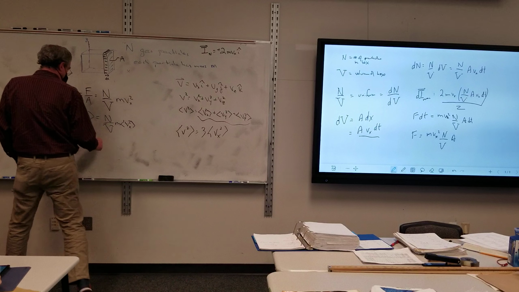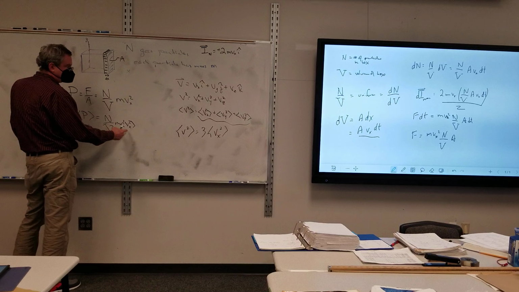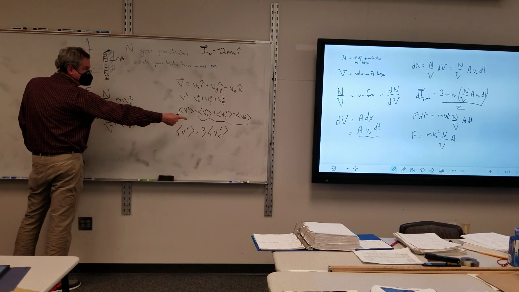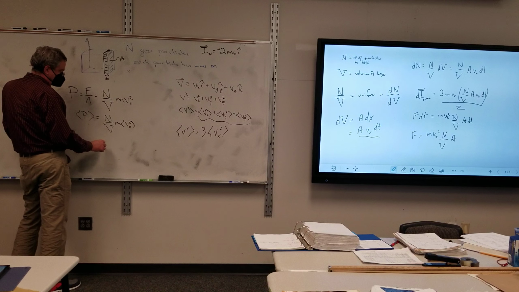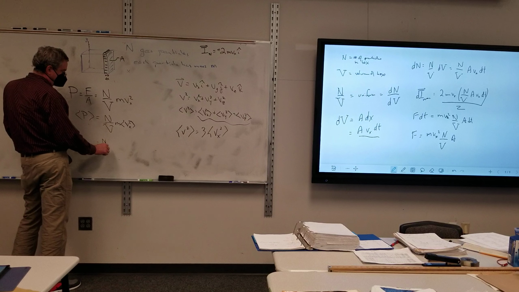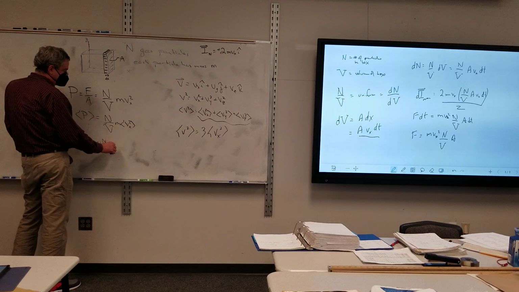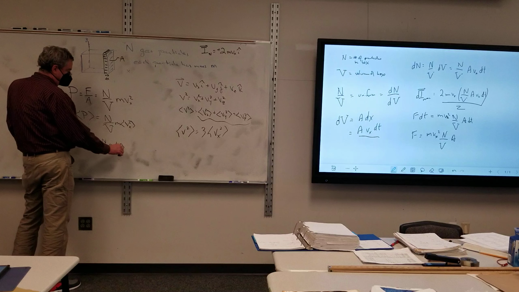So the average vx squared is just the average v squared divided by 3. So I got N over V, put the 1/3 out front, m times the average speed squared.